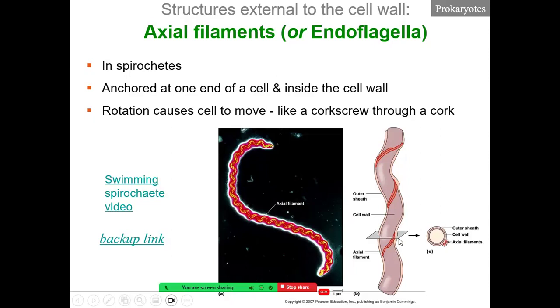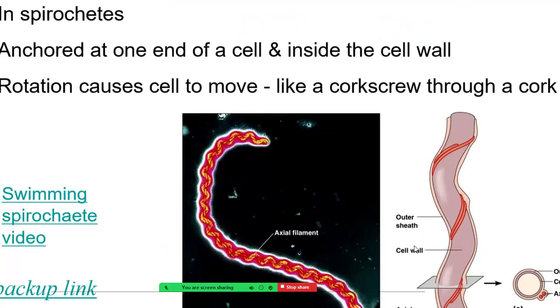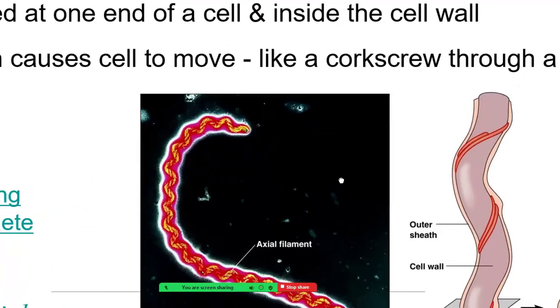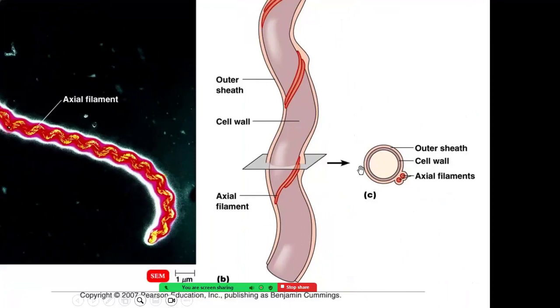And here we see an artist's rendition of it. The flagellum wraps around the cell this way. One end is anchored at the end of the cell. The endoflagella is inside the cell wall. Let me blow it up one more time. So right there, the light pink is the cell wall, and you can see the axial filaments, or I use the term endoflagella, are actually inside the cell wall, right there.